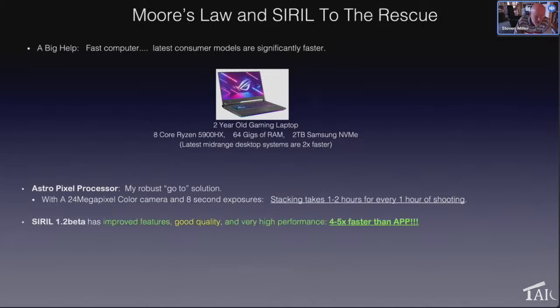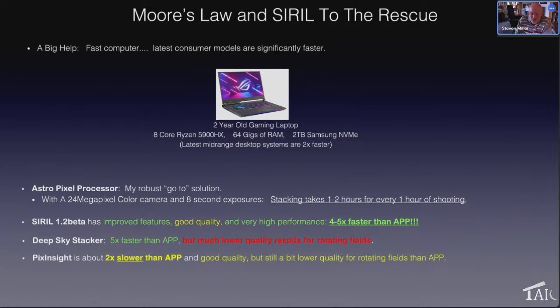If I want to go faster, I found that Siril, the latest 1.2 beta, has improved features, pretty darn good quality, and very high performance. It's 4 to 5 times faster. It's about a half hour of stacking time for every hour of shooting. So it's pretty good. The quality isn't quite as good, and in some of the worst cases, I just have to go back to AstroPixel Processor. Deep Sky Stacker is also a lot faster, but it's much lower quality results. And it just didn't work for me.